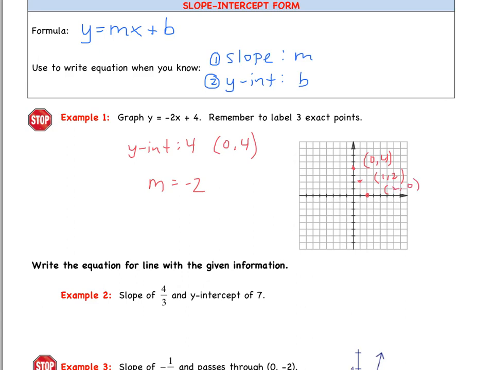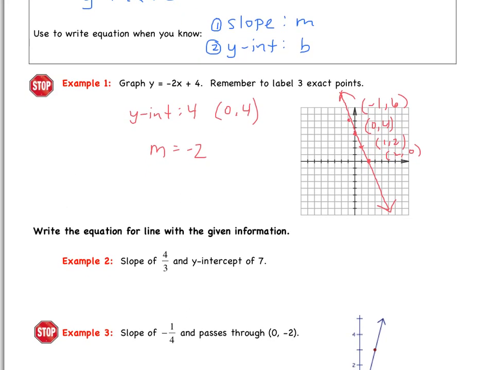I could have also gone up 2 and to the left 1 from our starting point, and that would have been the point negative 1, 6. So those are all good points. Now we should have drawn our line through, and hopefully you got something that looks like that. Okay? So hopefully that was a quick review and we don't have many questions on that aspect.